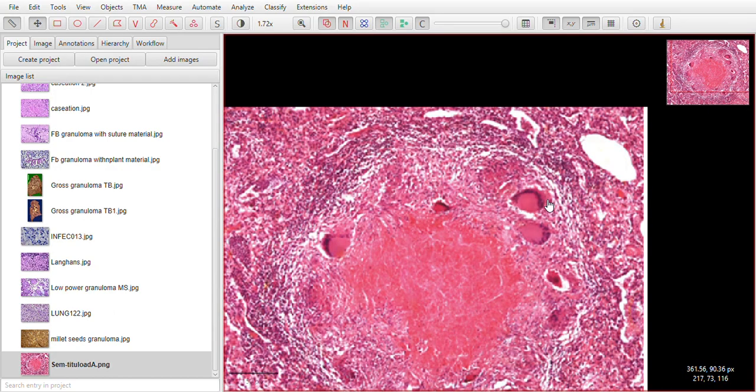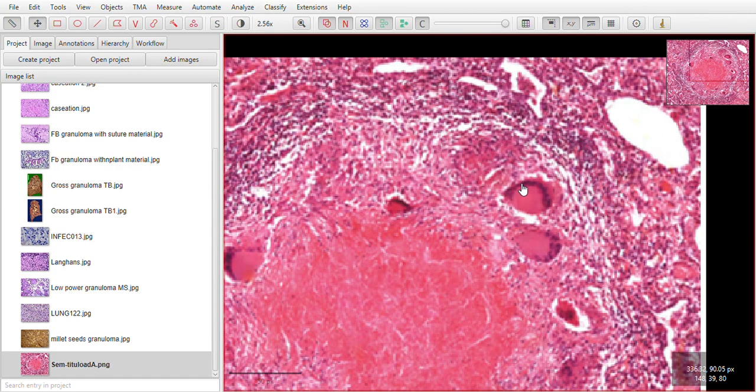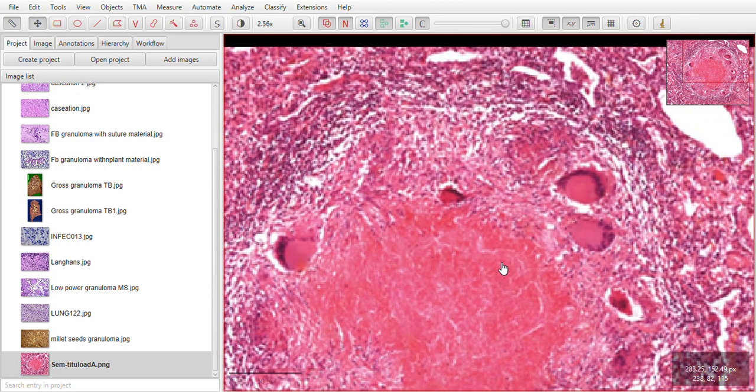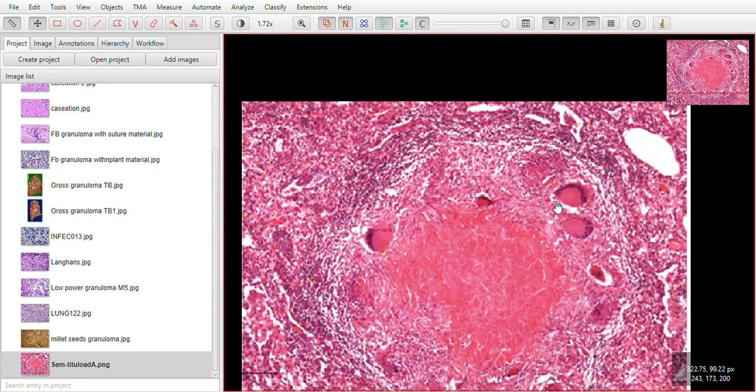Now, what are these giant cells? These are actually the merger of macrophages. These macrophages are merged together and they form a giant cell in which there is a peripheral arrangement of nuclei, and this is why they are typically known as Langhans type of giant cells. Another very important feature of a tuberculous granuloma.